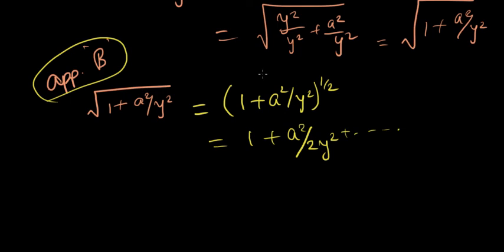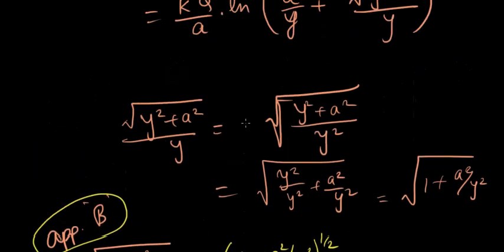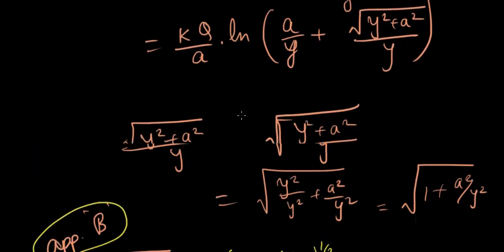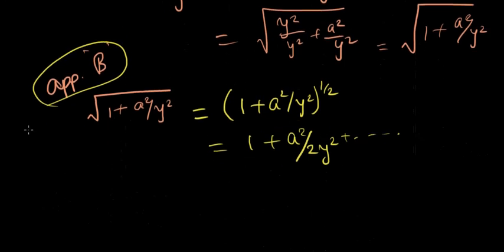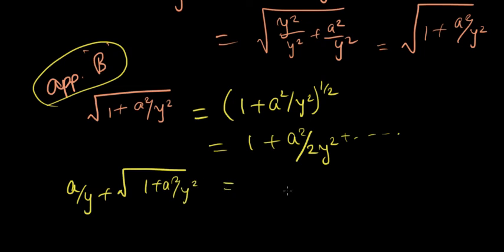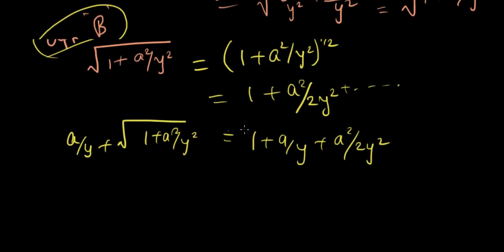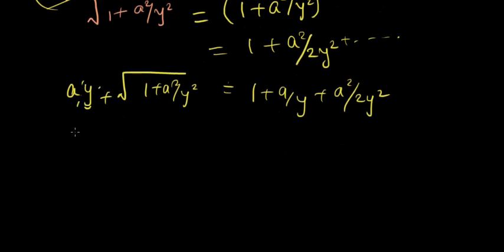Now you also have another term in the main equation, a over y, right? So if you do a over y plus root of 1 plus a squared over y squared, you're going to get 1 plus a over y plus a squared over 2y squared, right? A squared over 2y squared is from the top here and 1 is from there, but a over y is from the main equation.